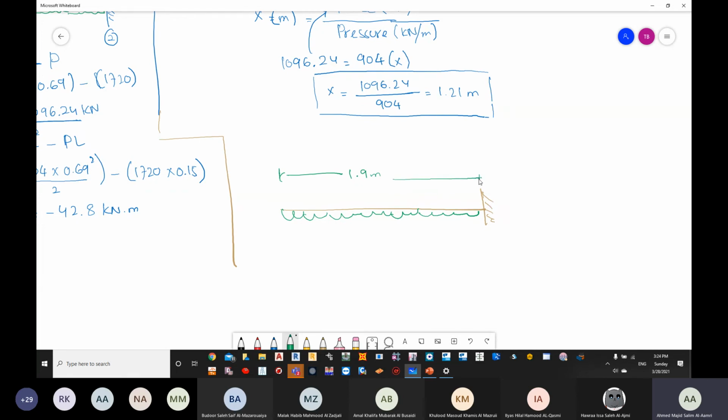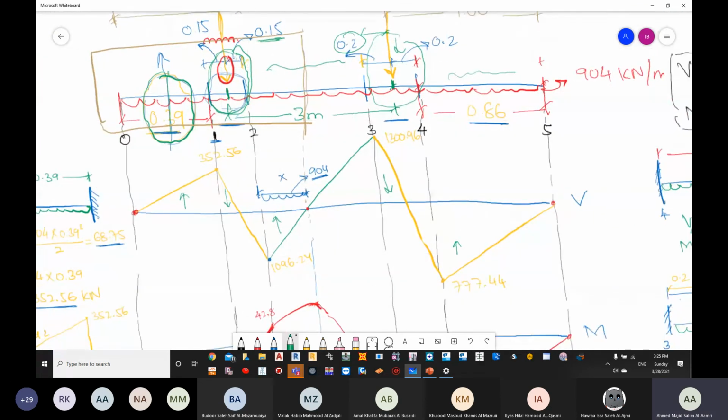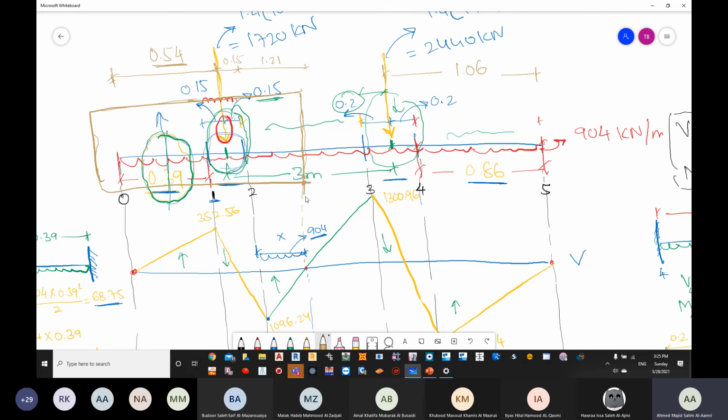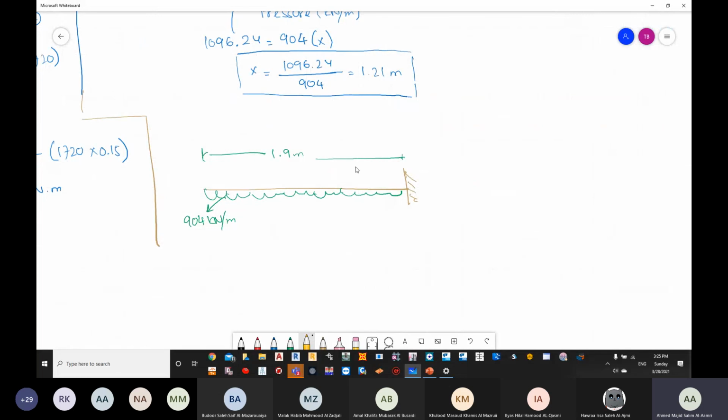In this particular region, this is 904 kilonewton meter. In this region, do we have a column? In this brown box that I have drawn, do we have a column? Okay. What is the distance between the column till the new point? Let's call it point number 6. From point number 6 to the column is how much? If you see, it is going to be 1.21 plus 0.15, right? From the center of the column till point number 6, it is 1.21 plus 0.15. So it is going to be 1.36. So we have a loading here.